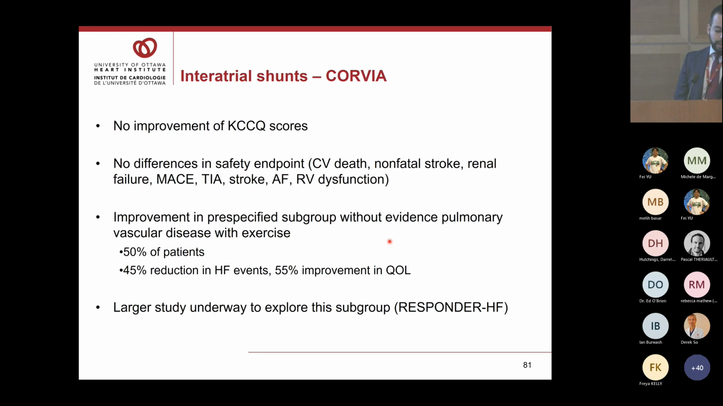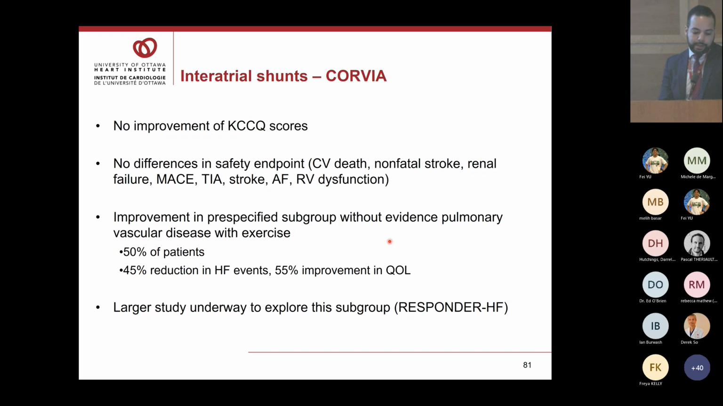But what they did show, in a pre-specified subgroup of patients without pulmonary vascular disease, so patients without elevated PVRs, which was 50% of patients in the study, was a 45% reduction in heart failure events and a 55% improvement in quality of life. So it's hypothesis provoking that in patients without significantly elevated PVRs, you might get a result. So they're doing a larger study to assess this subgroup with more patients. Results of that will be available in the coming years. So an interesting device.